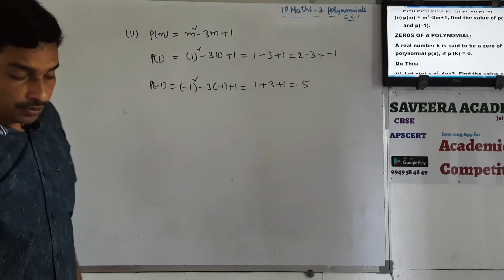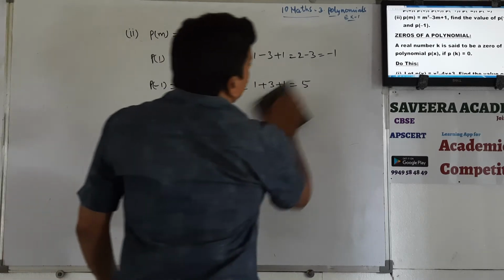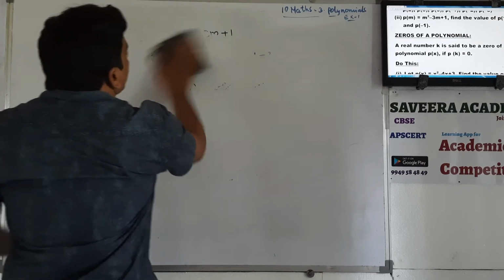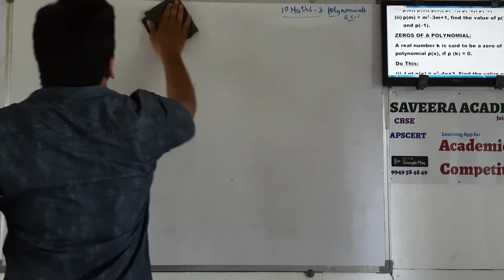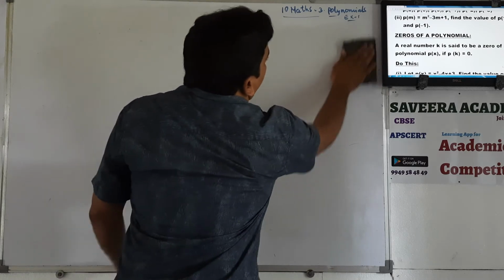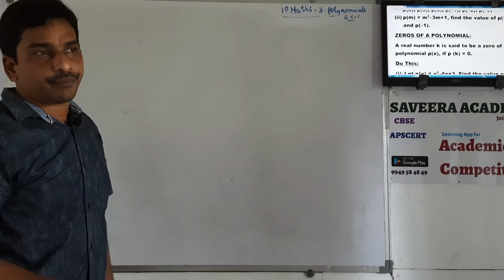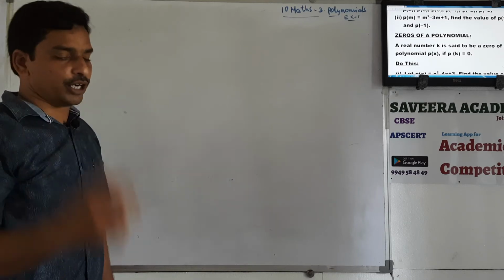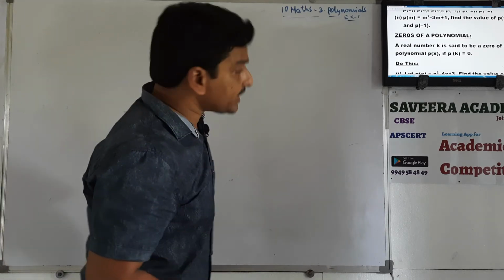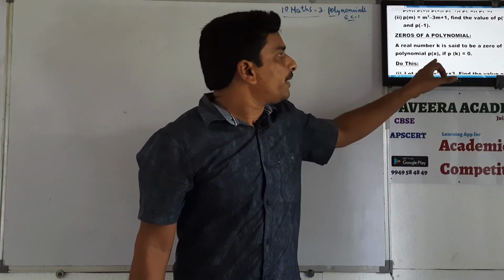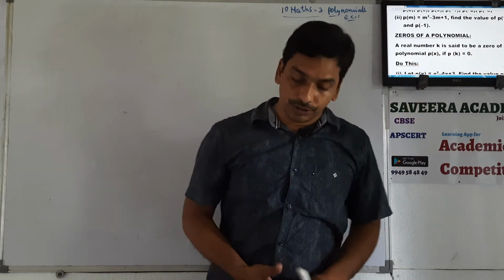Okay. Now we shall go to the next concept. Zero of a polynomial. Zero of a polynomial means the value of x at which the value of the polynomial becomes 0. That is also called a solution of the polynomial. A real number k is said to be a zero of a polynomial p of x if p of k is equal to 0.